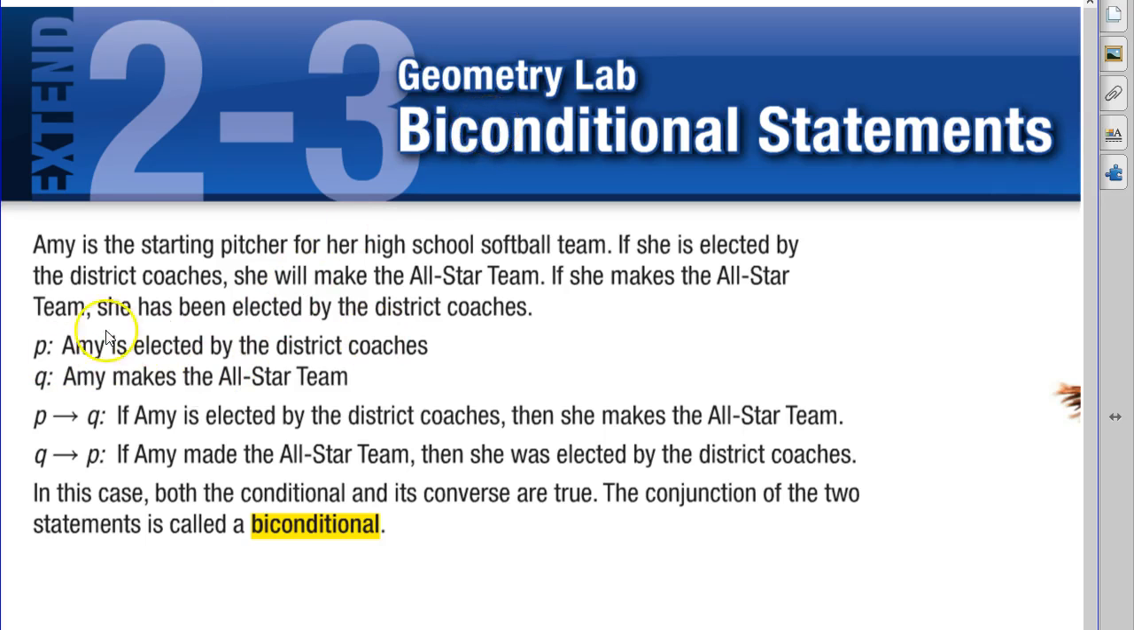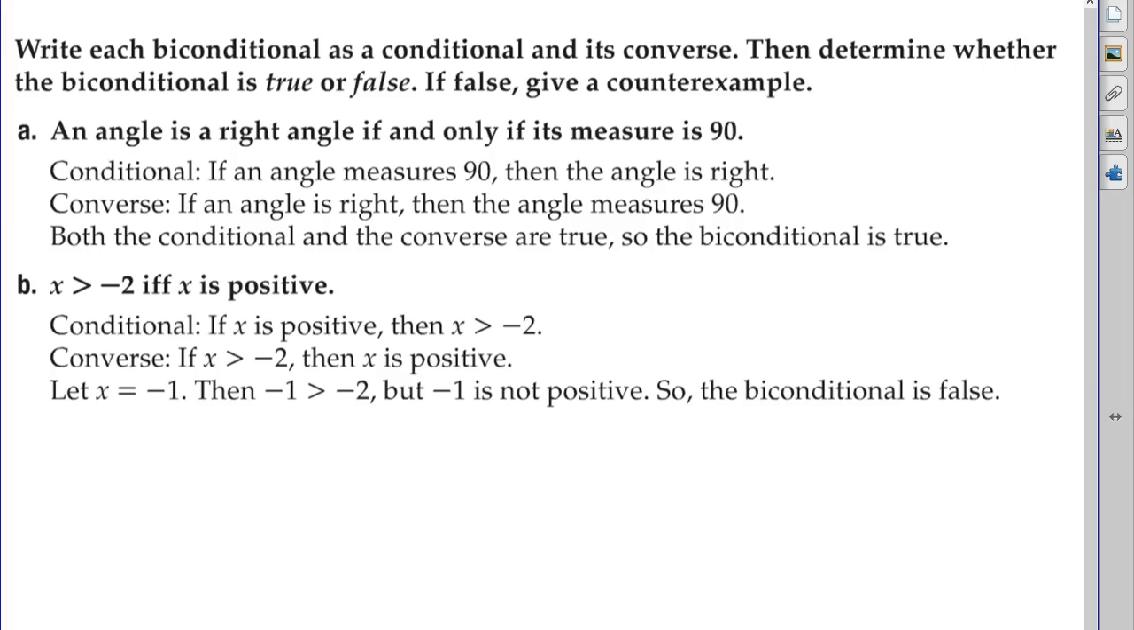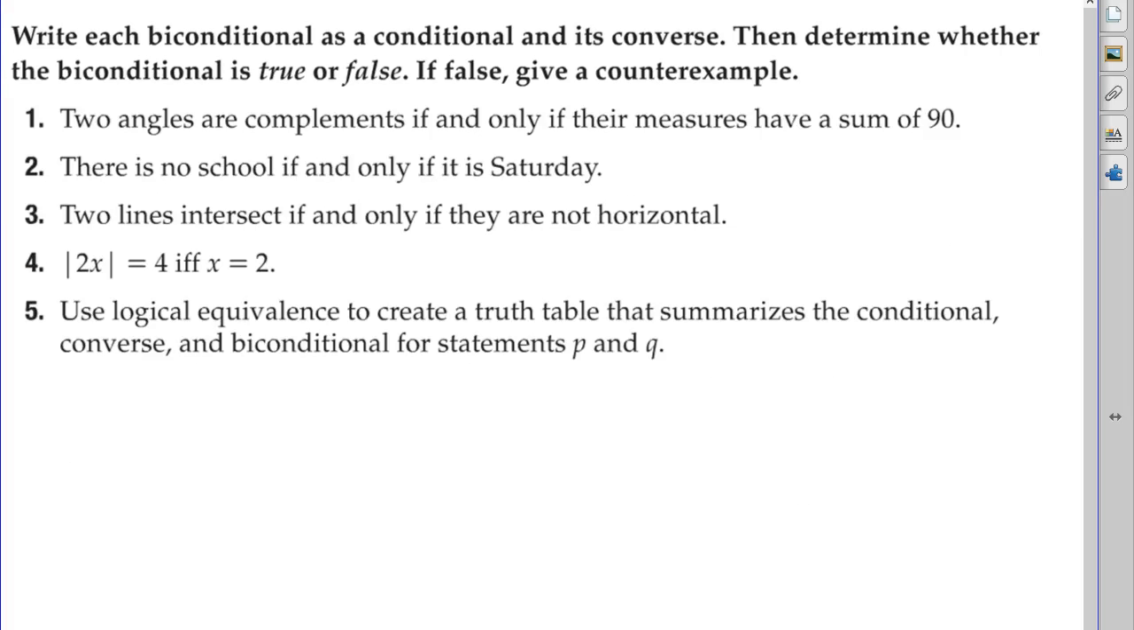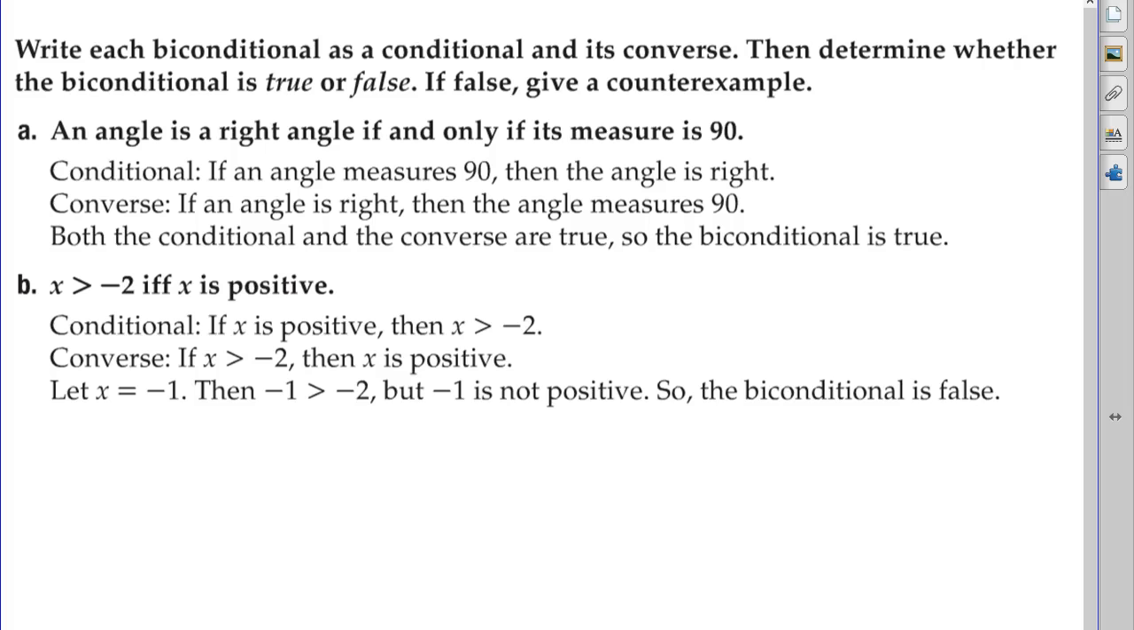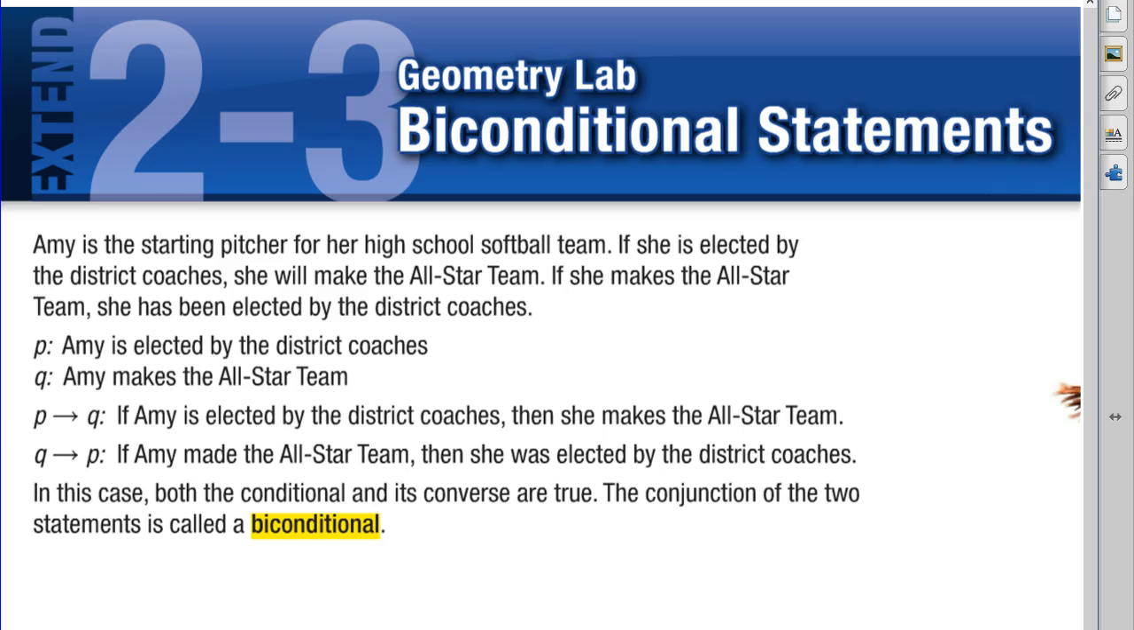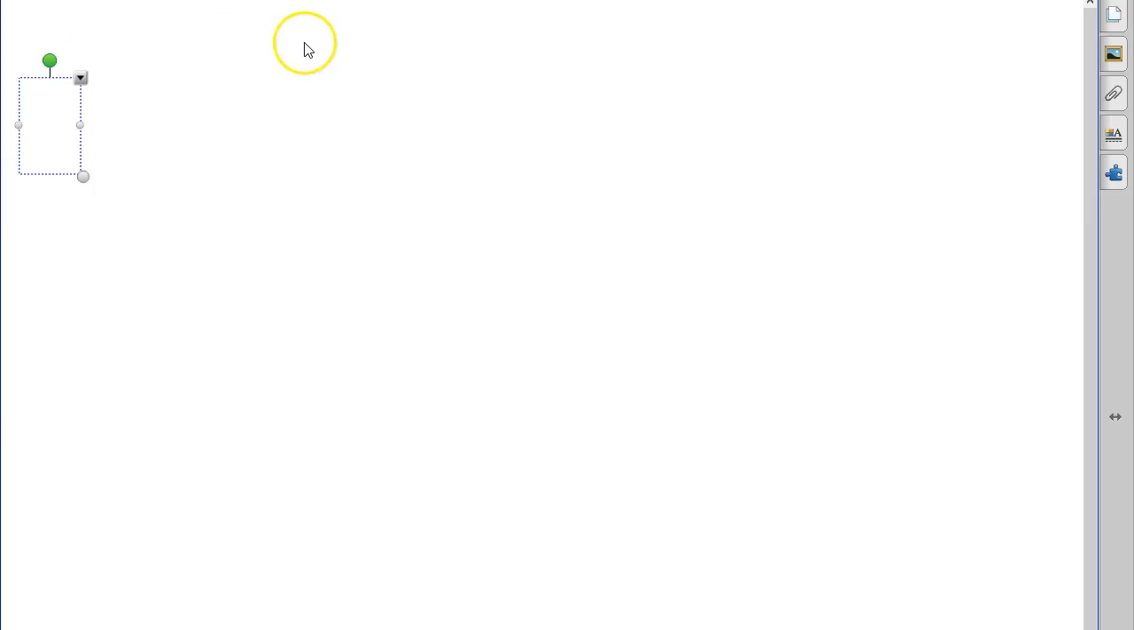And there's their example here. Amy is elected by the district coaches. Amy makes the All-Star team. If Amy is elected by the district coaches, then she makes the All-Star team. If she made the All-Star team, she was elected by the district coaches. That's true both ways, so we make this stronger statement called the biconditional. It's called an if and only if statement.